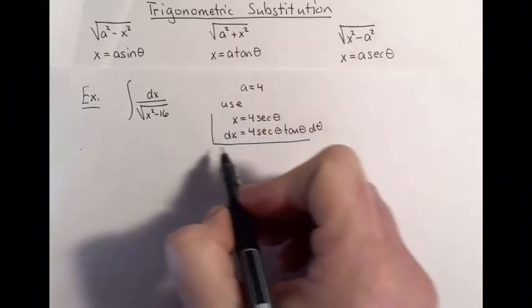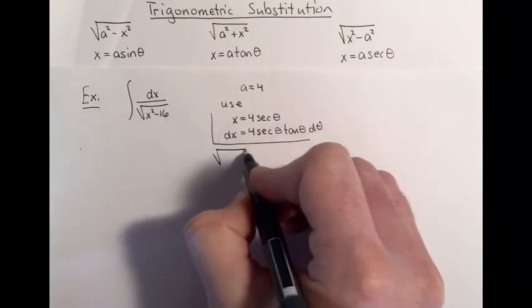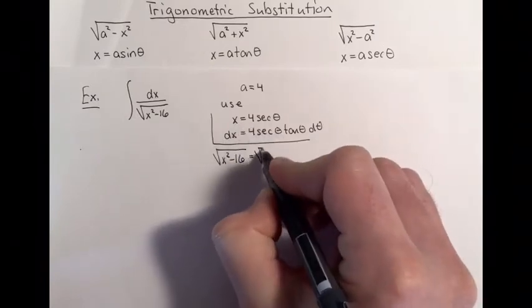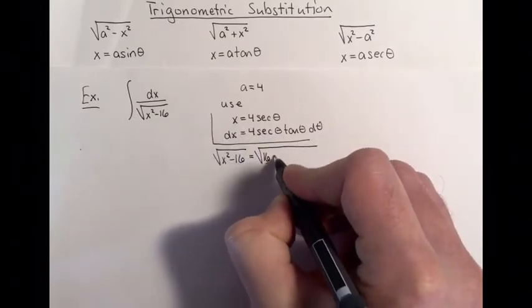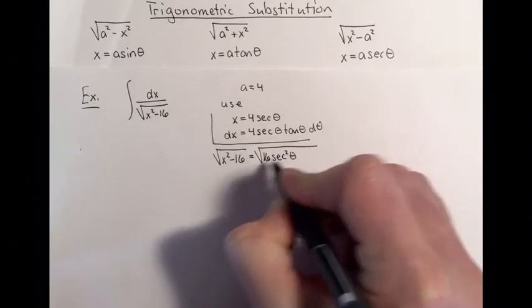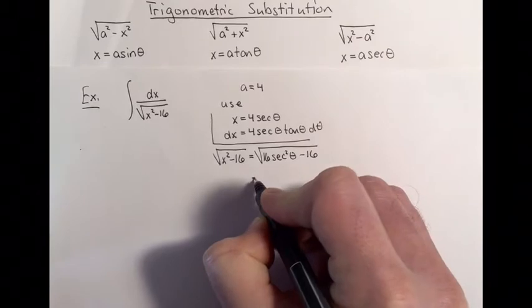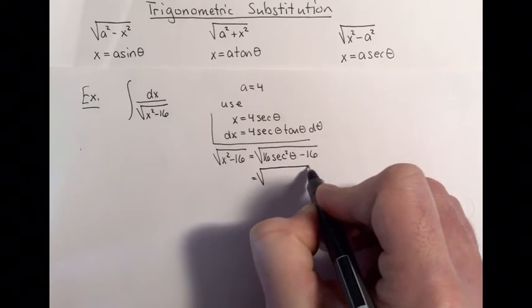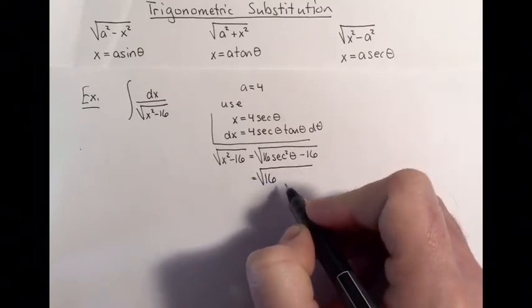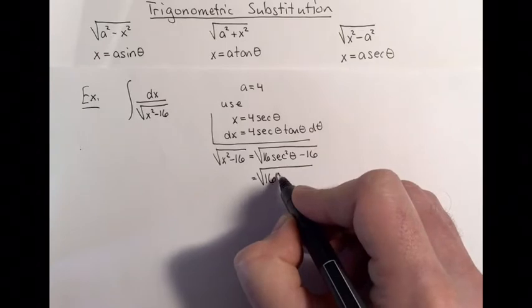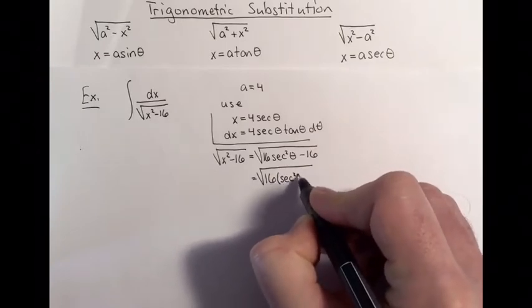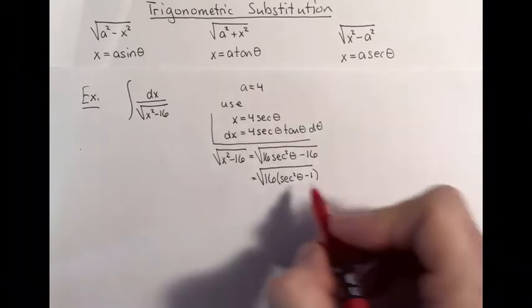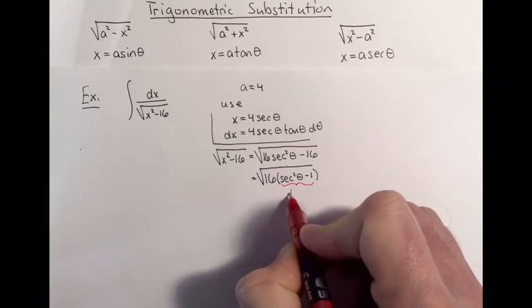That's how our sub's going to work, and then we want to take a look at this radical term, square root x squared minus 16, which if x is 4 secant theta, this is going to become square root 16 secant squared theta minus 16, and then we're going to factor out that 16. Okay, that's our a squared term, and this is largely why we did this exact substitution. If we factor out the 16, then we're always going to be left here with secant squared theta minus 1. Secant squared theta minus 1, we know this part right here, that's going to be equal to tan squared theta.